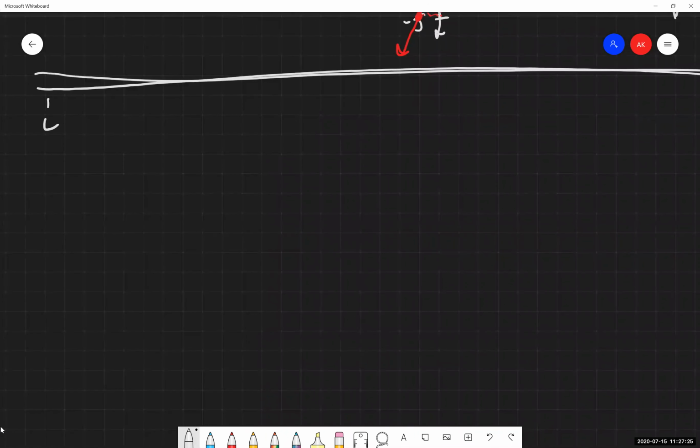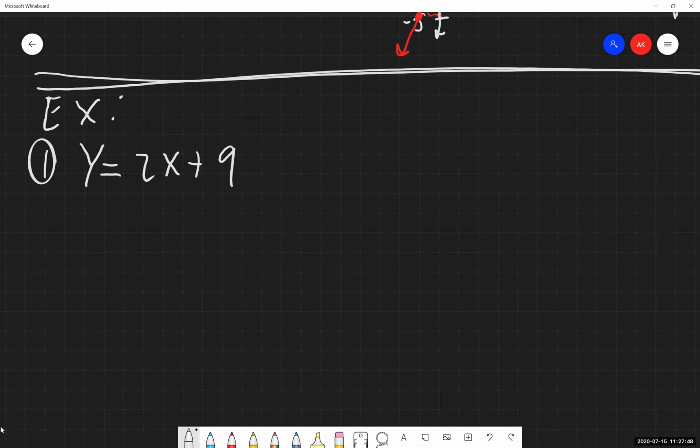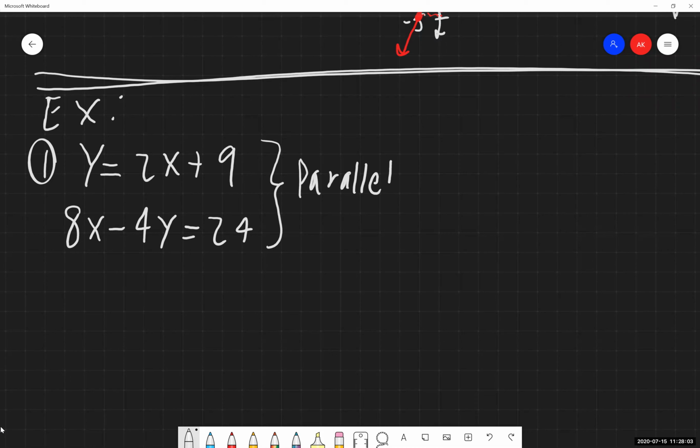So our first example was asking us, is the line y equals 2x plus 9 parallel to the line 8x minus 4y equals 24? So we were given two lines. So I'm going to write those down. Y equals 2x plus 9 and 8x minus 4y is equal to 24. We're being asked, are these things parallel to one another?